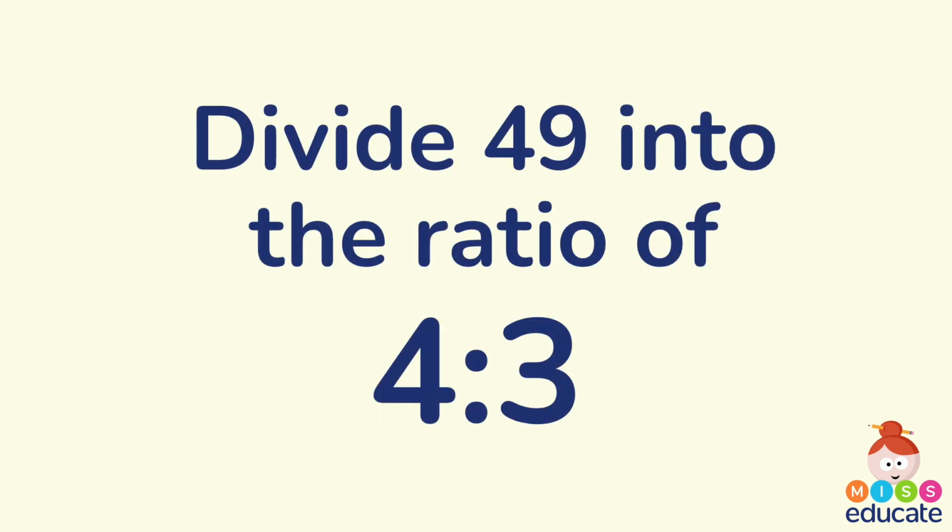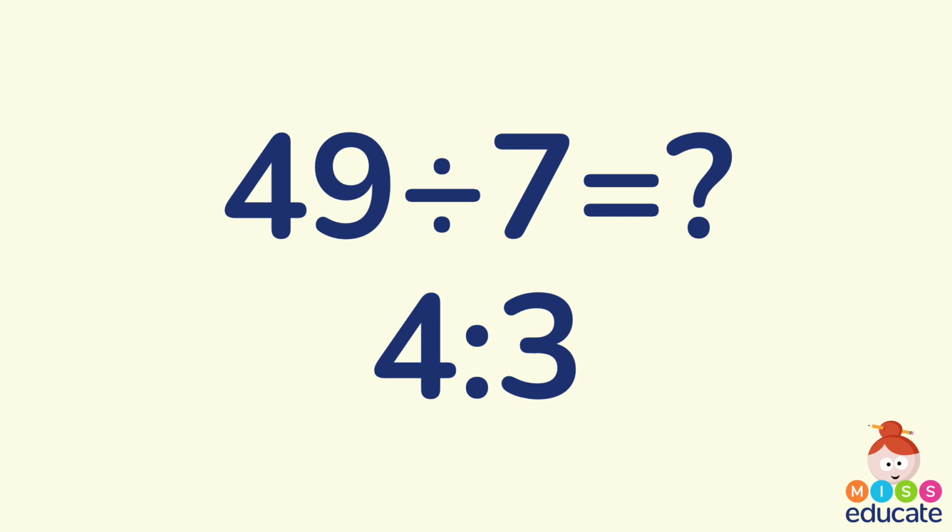Let's have a look at another one. Here we have a question telling us to divide 49 into the ratio of 4 to 3. If ratio questions start to confuse you, just remember to work out how much 1 part of the ratio is worth. And we do that by adding the 2 sides of the ratio together. So let's do that. 4 add 3 is 7. We're going to divide now that 49 by 7 to get what 1 part is. 49 divided by 7 is 7. So we know then that 1 part is 7.